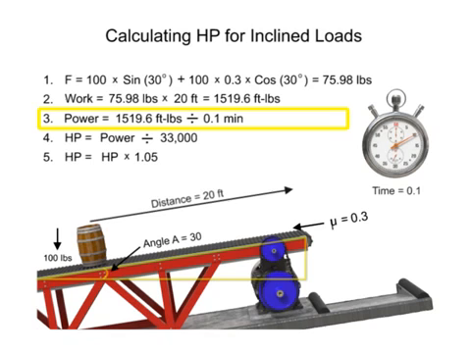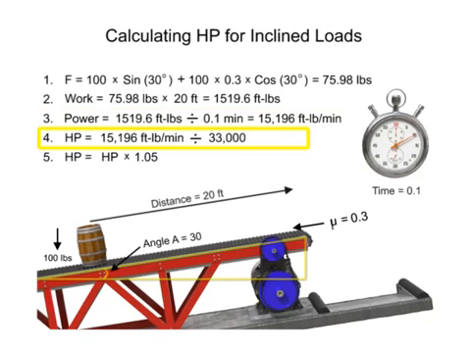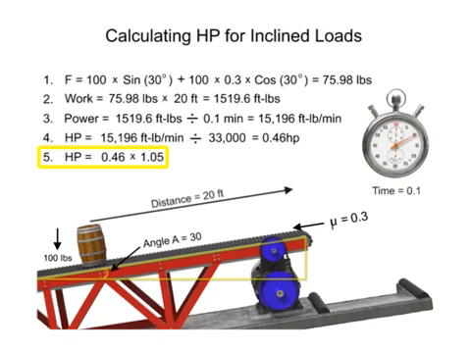The power is equal to 15,196 foot-pounds per minute. Then convert to horsepower by dividing the result by 33,000. This yields a result of 0.46 horsepower. Finally, add 5% to compensate for estimated friction losses in the motor or cylinder. The final result is 0.48 horsepower. With this result, system designers can ensure the right size motor is available to operate the conveyor on an incline. As expected, it takes a stronger motor to move weight up an incline than on a horizontal surface.